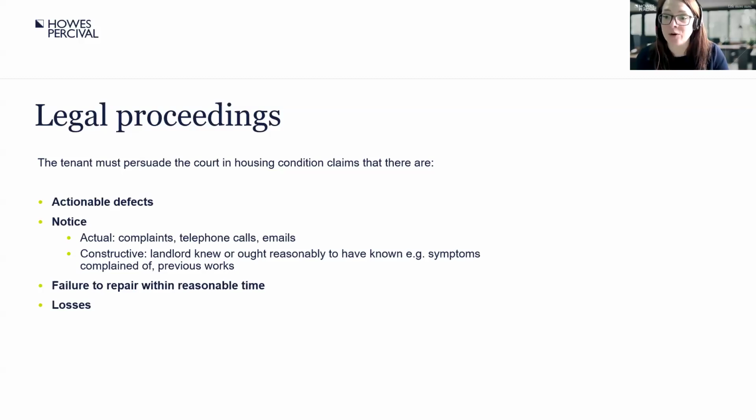Secondly, the landlord must be on notice of the issues. So they just have to be aware of it. And that notice can be actual or constructive. Actual notice is where the landlord has been informed of the issues. So the tenant has used the online complaints procedure, or they've made a telephone call, or an email has been sent. And constructive notice is where a landlord knew or ought reasonably to have known of a repair issue.